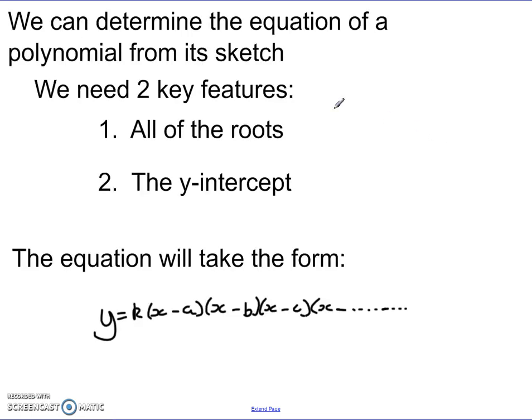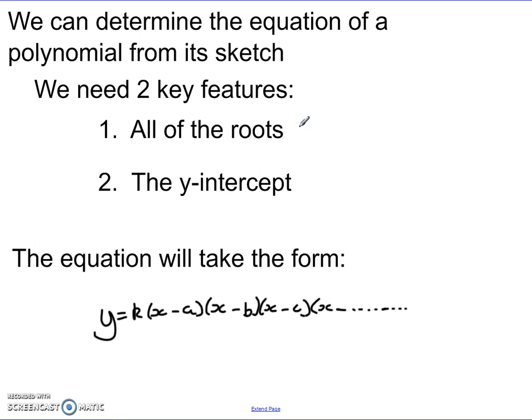What it needs is two features. First feature is all of the roots. Now I say all of the roots because depending on the highest power of the polynomial, you'll get more roots. So a cubic has 3 roots. A quartic, so the power of 4, has 4 roots. The highest power determines how many roots there are, and we need them all if we're going to be able to calculate the equation accurately.